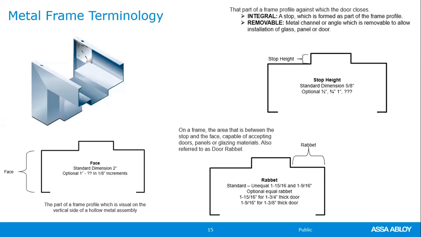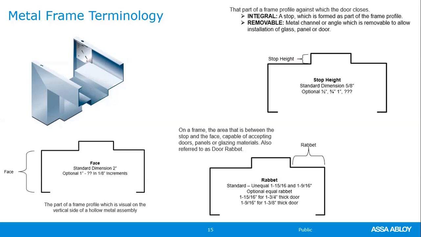So with that, we have two different types of rabbeted material. We have unequal rabbet and equal rabbet. The unequal rabbeted is one dimension is 1 15/16. The other side is 1 9/16. So they're unequal. For factories, that is their standard. That is what you find standard, most likely, in all of the service centers and distributors. Inventory is unequal rabbeted material. With that, the factories design an unequal rabbeted frame to house either a 1 3/8 or 1 3/4 door.